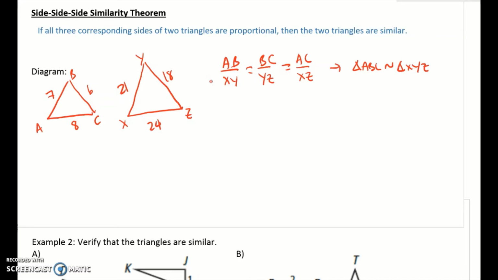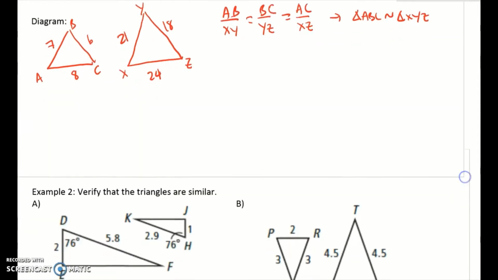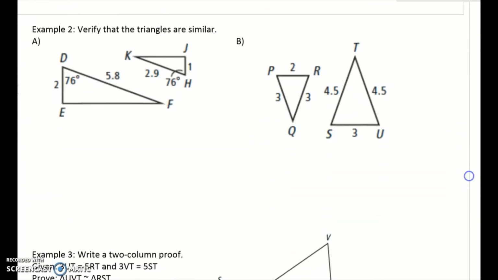So we're looking at those ratios, remember, not congruent, because we want similar. They can be bigger, smaller than the other, but they just have to maintain the same proportions. Okay? Let's take a look at example 2.